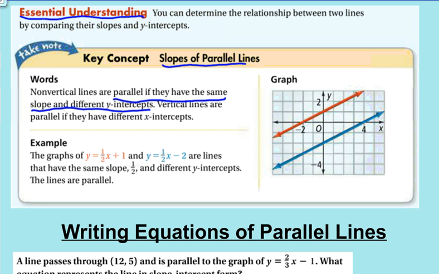So an example here, if you look at the example, the graphs of y equals 1/2 x plus 1 and y equals 1/2 x minus 2 have the same slope. They both have the same slope. That's what's in common here. That means since they have the same slope and different y-intercepts, so they cross the y-axis at different places, if you look at the graphs over to the right, they are parallel. As long as they have the same slope. Up 1 and over 2, that's 1/2. Up 1 and over 2, that's 1/2. Same slopes, just different starting points.